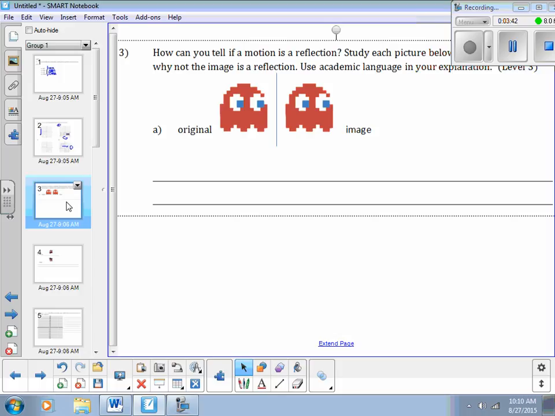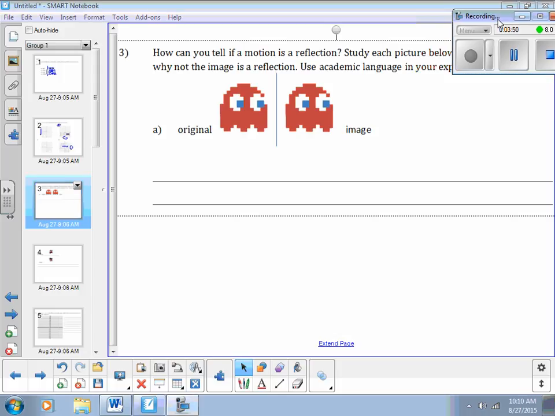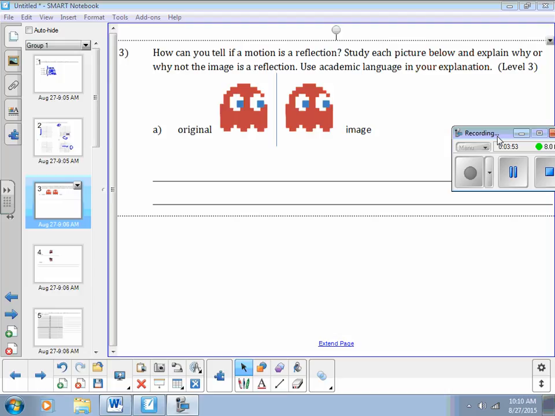All right, everybody go to this problem. You're taking as many notes as you can. On this problem right here, very carefully it says, how can you tell if a motion is a reflection? That's one question that you have to answer as a sentence. Not one word, not two words. It has to be in sentence format as you explain things. And then it says, study each picture below and explain why or why not the image is a reflection. So first, you have to make the answer. How can you tell if a motion is a reflection?